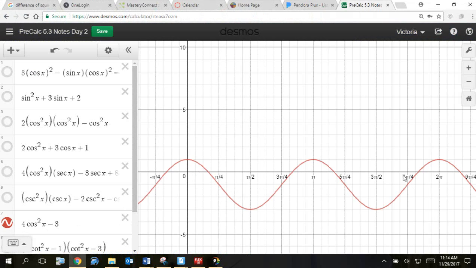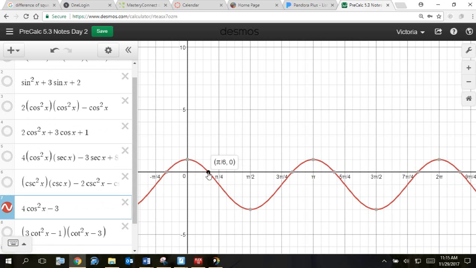So here is the cosine graph that was squared, multiplied by 4, subtracted 3, and if I click on things, there's pi over 6, 5 pi over 6, 7 pi over 6, and 11 pi over 6 between 0 and 2 pi. Okay, because we're finding the x-intercepts. That's what we're finding when it equals 0. We're finding the x values when y is 0.